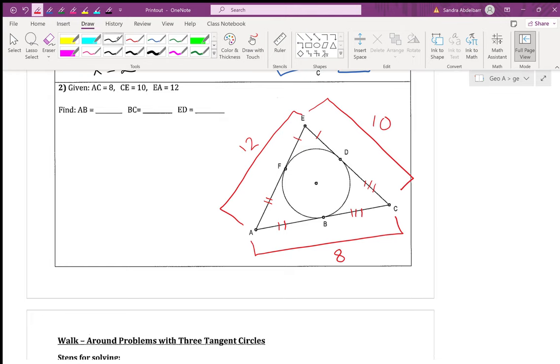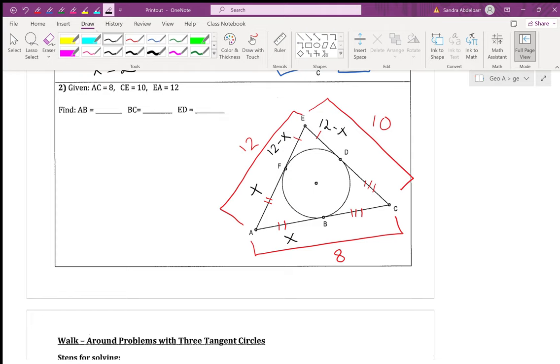How many put the X on AB? Because that was the first thing asked. Perfectly fine. So let's go that route. If we put the X on AB, that means AF is also X. FE will be 12 minus X, which means ED is 12 minus X.